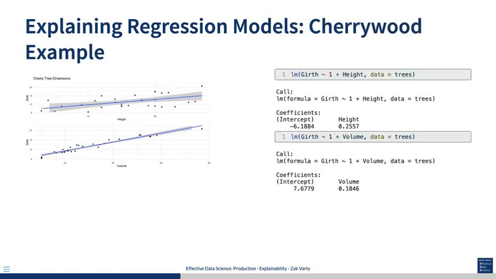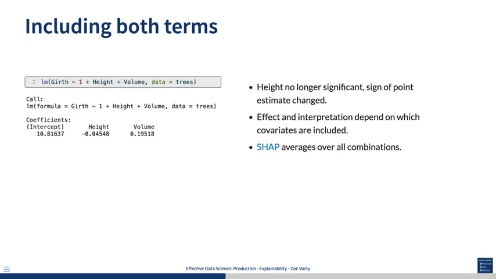So from these two examples, we can see that both height and volume of a tree are positively associated with the girth of the tree. And this makes sense, right? Taller trees are generally wider around the middle, and trees that have a greater total volume are probably going to be greater in circumference.